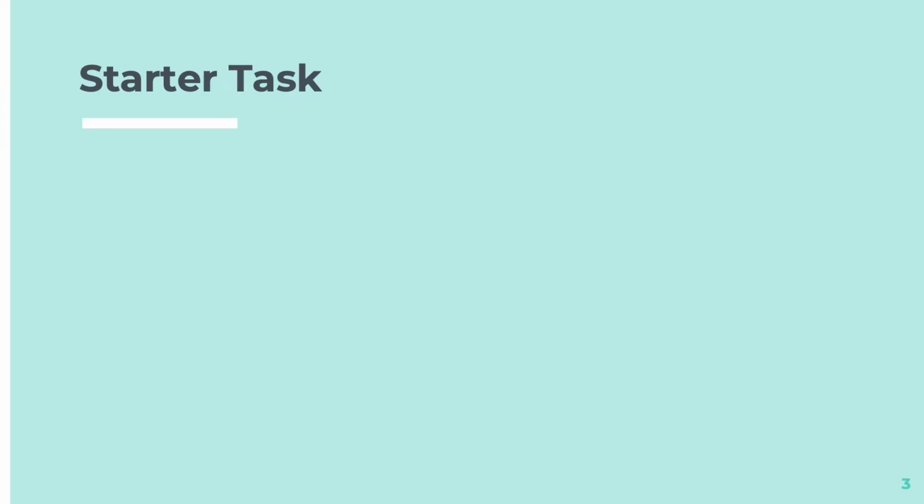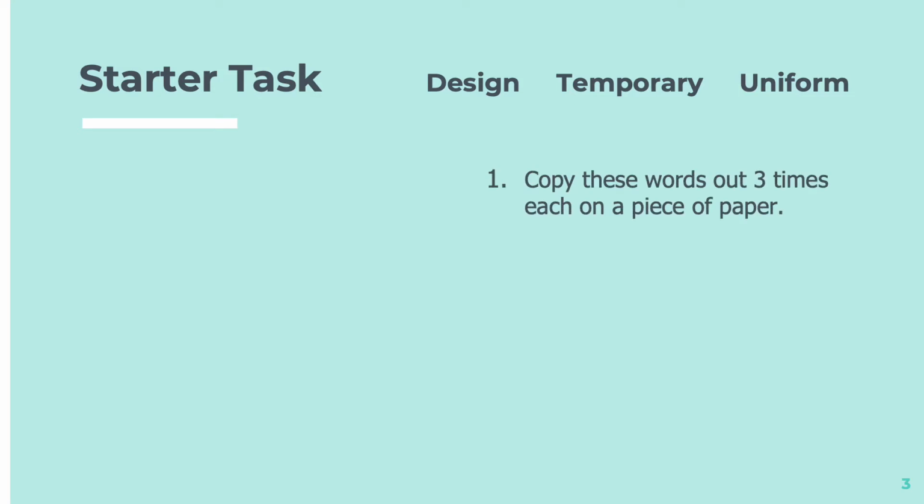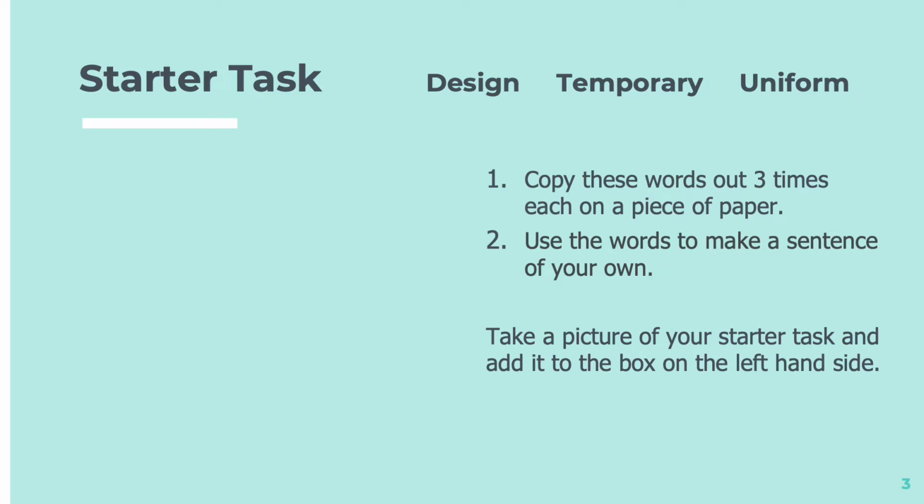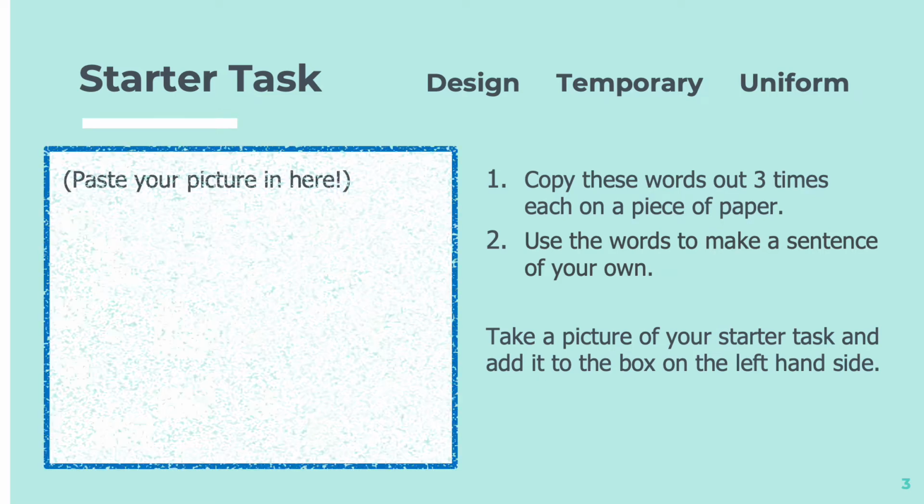So as always, we've got a starter task for you. Today's words are design, temporary, and uniform. Same as always, you need to copy these words out 3 times each on a piece of paper. Remember to try and use the words to make a sentence of your own, and then take a picture of your starter task and add it to the box on the left-hand side.